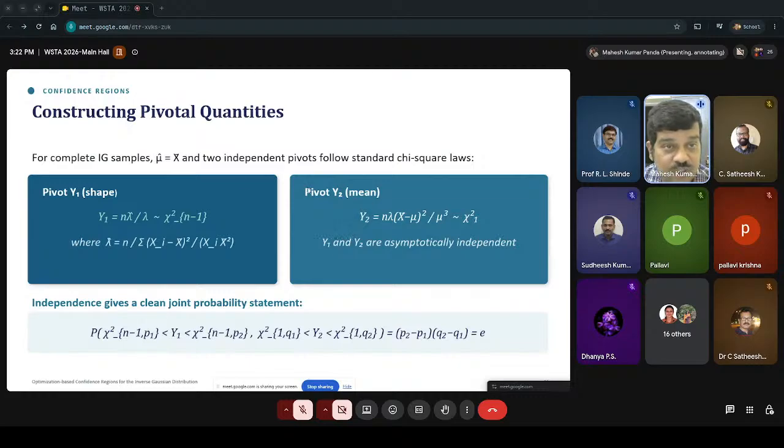For the complete inverse Gaussian sample, based on the estimate of mu, we try to get two independent pivots. We see that y1 is equal to n lambda hat divided by lambda, which follows a chi-square distribution with n minus 1 degrees of freedom. The second one is n lambda into (x bar minus mu) squared by mu cubed, which follows a chi-square distribution. We proved that y1 and y2 are asymptotically independent.